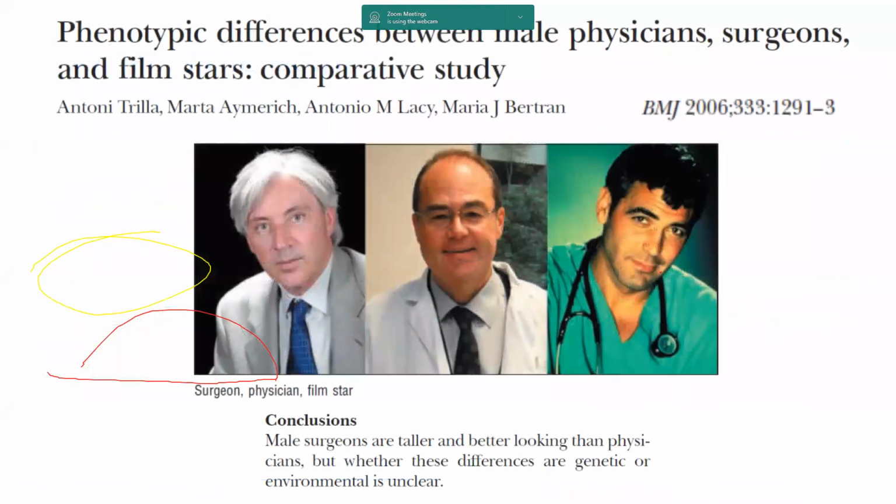Now, we talked about the intangibles. A lot of you have probably seen this paper in the BMJ, a very famous paper. They were comparing a surgeon, a physician, and a film star, and looking at phenotypic differences, i.e. who's more attractive. And obviously, surgeons came out only marginally behind film stars.